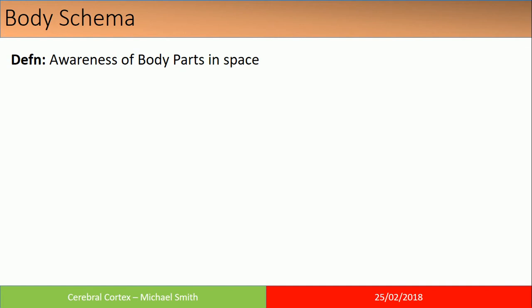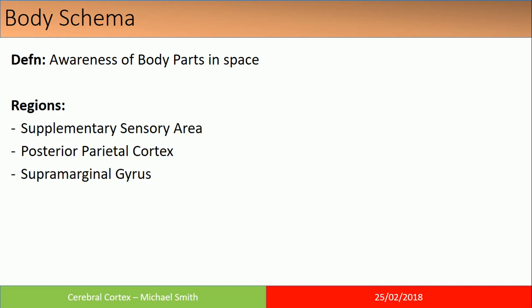We also have something called body schema, and body schema is your awareness of your body parts in space. So this isn't to be confused with your proprioception. This is just sort of your knowledge that your body parts are there, as opposed to your knowledge of exactly where they are.